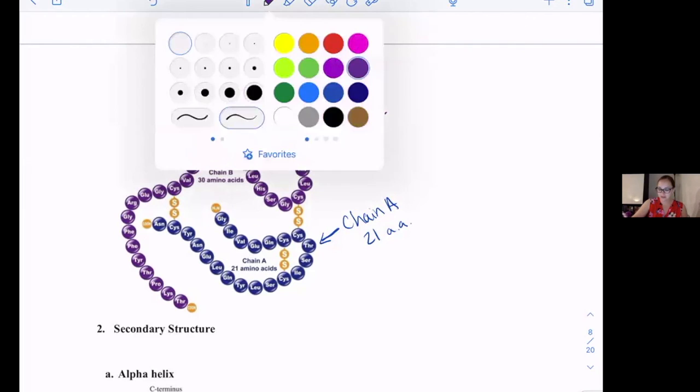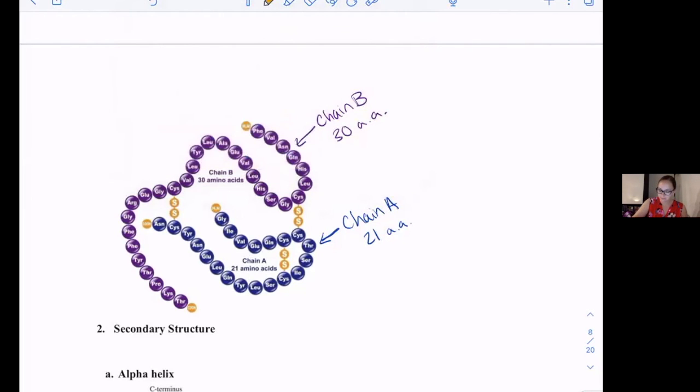And then additionally, let's do orange. You can see that we have cysteines in here. That's just how we're combining the two chains together, through covalent bonds, through these disulfide bonds. Wherever cysteine is, you have that free SH, or that thiol on the end of that amino acid. It can then undergo oxidation and form disulfide bonds.